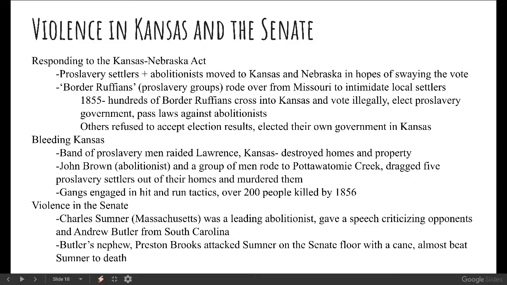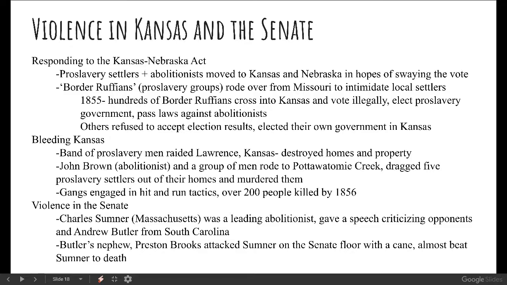There was a band of pro-slavery men who raided the town of Lawrence, Kansas, destroyed homes and property. So that's on the pro-slavery side. On the anti-slavery side, we get violence as well. A man named John Brown, who's an abolitionist, takes a group of men and rides into Pottawatomie Creek and dragged 5 pro-slavery settlers out of their homes and murdered them. So there's a lot of violence in this area. And then we also get gangs engaging in hit and run tactics, killing over 200 people by the time we get to 1856.